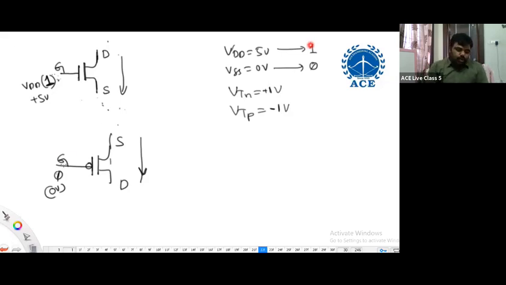To make the gate-to-source potential negative, I need to apply a gate potential lower than the source. Then the possibility is logic 0 only.